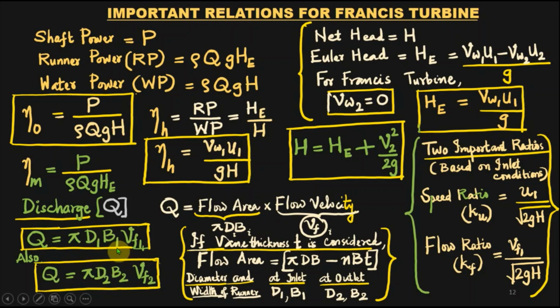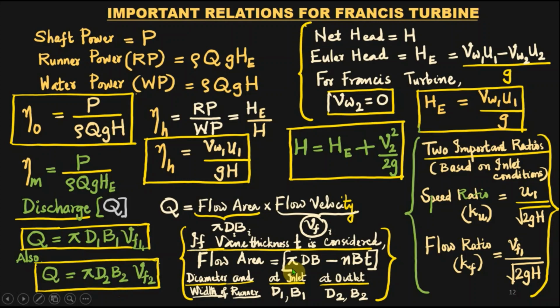So therefore the effective area of flow then will be 90% of pi d1 B1 at the inlet and 90% of pi d2 B2 at outlet. And if nothing is specified in the numerical problem, you can consider the flow area to be pi d1 B1 at inlet and pi d2 B2 at outlet.